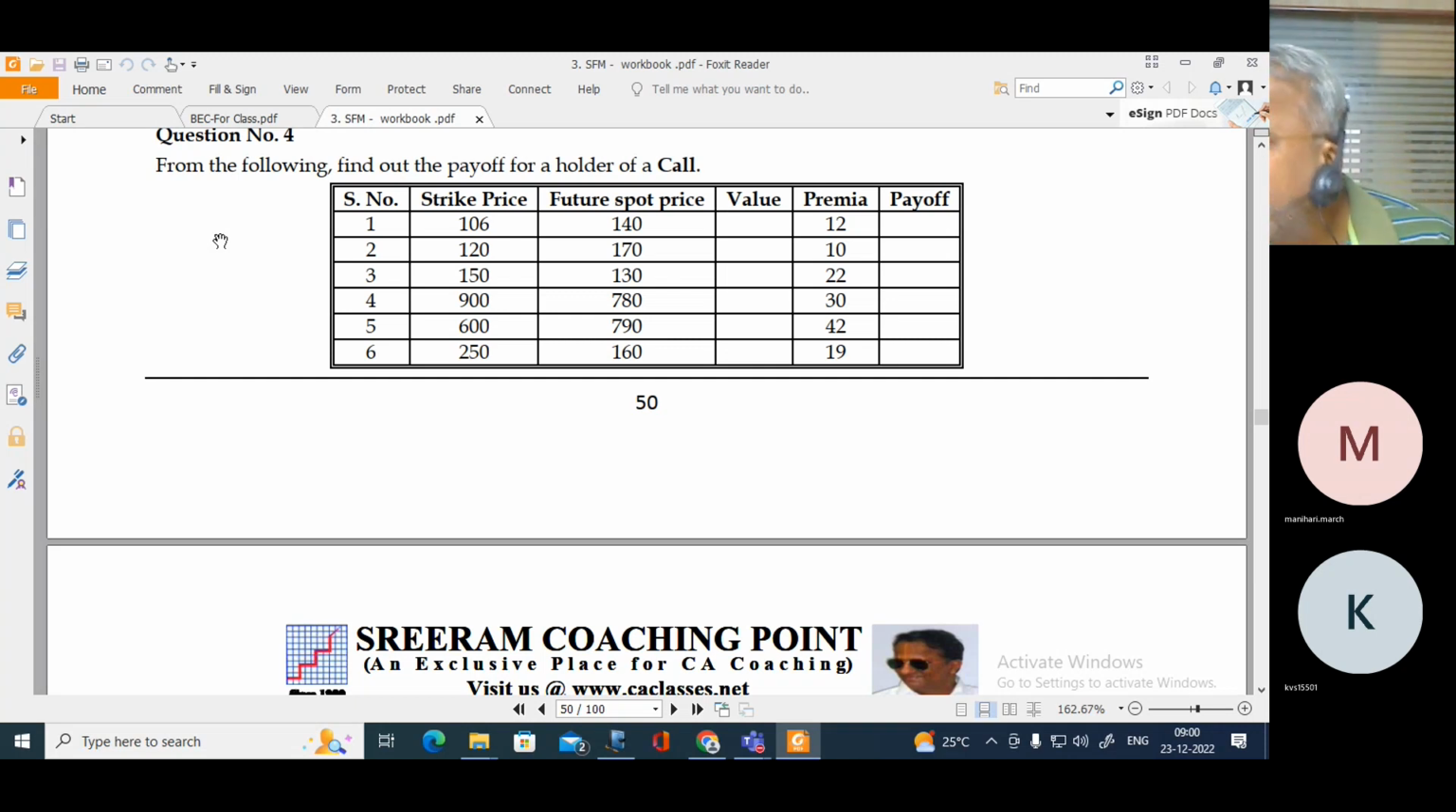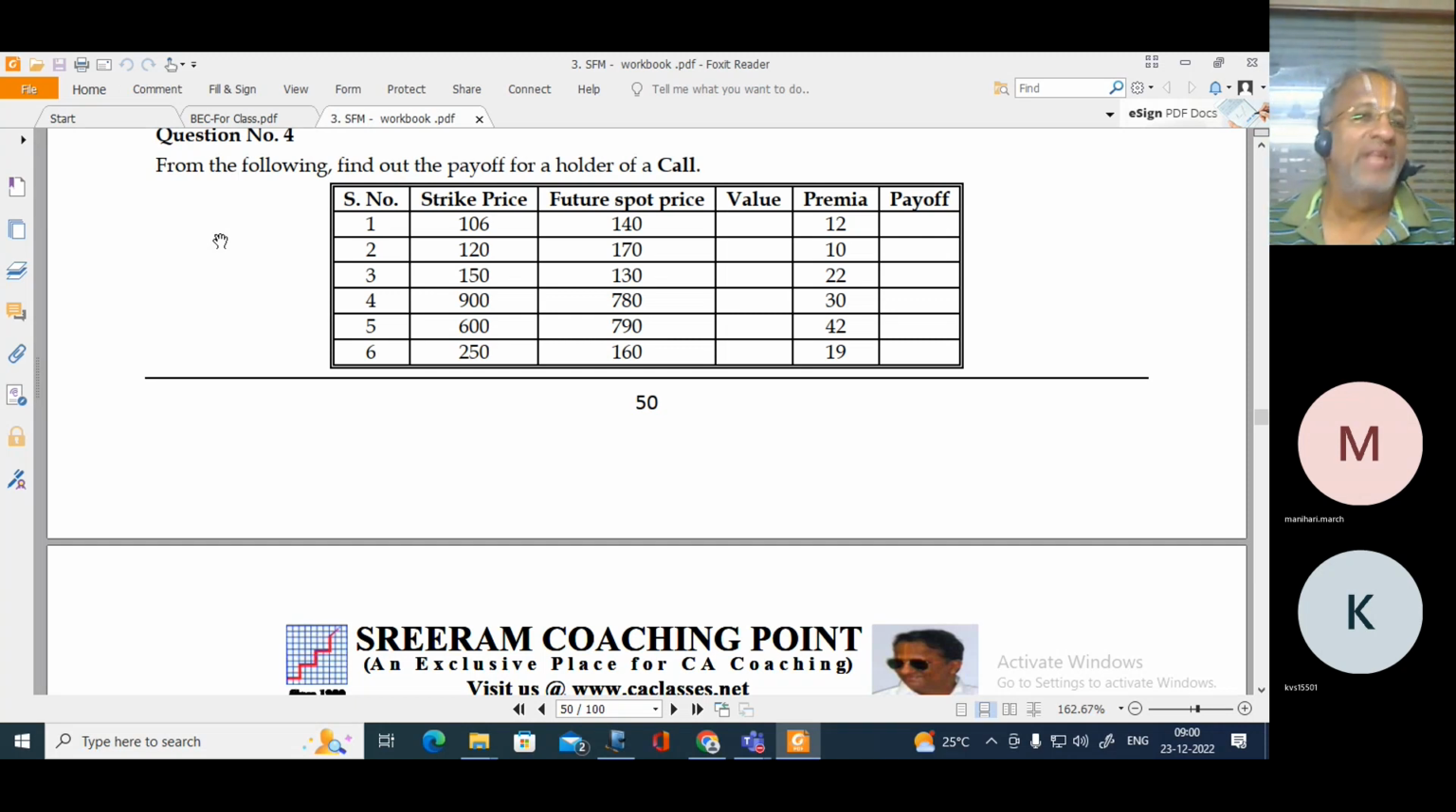Why would I not exercise? Because my future spot price is less than the exercise price. If I do that, I will be booking only loss. To avoid this loss, only I paid the premium. Why would I exercise after paying the premium? So we will avoid doing it.